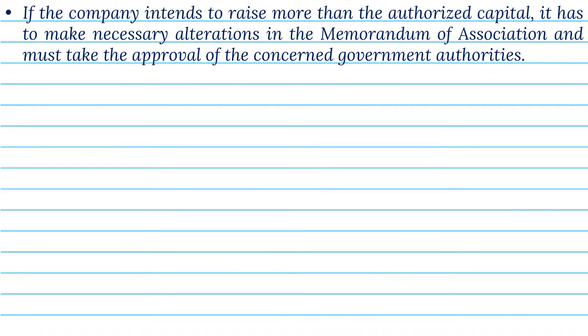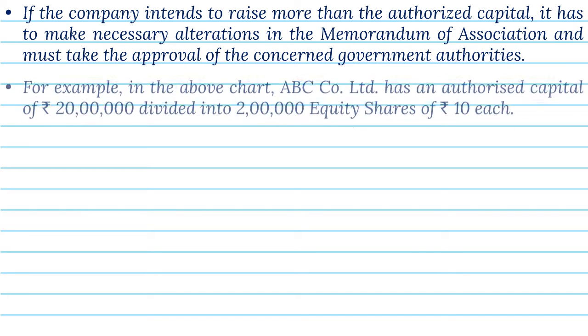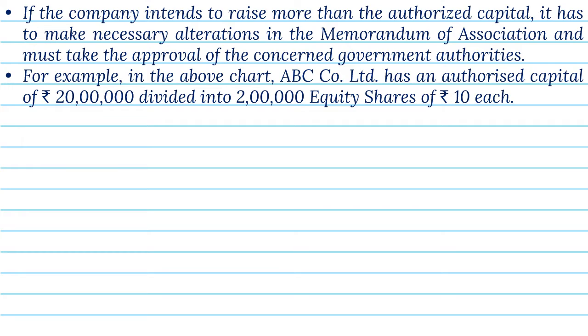If the company intends to raise more than the authorized capital, it has to make necessary alterations in the Memorandum of Association and must take the approval of the concerned government authorities. For example, in the above chart, ABC Company Limited has an authorized capital of rupees 20 lakhs divided into 2 lakhs equity shares of rupees 10 each.